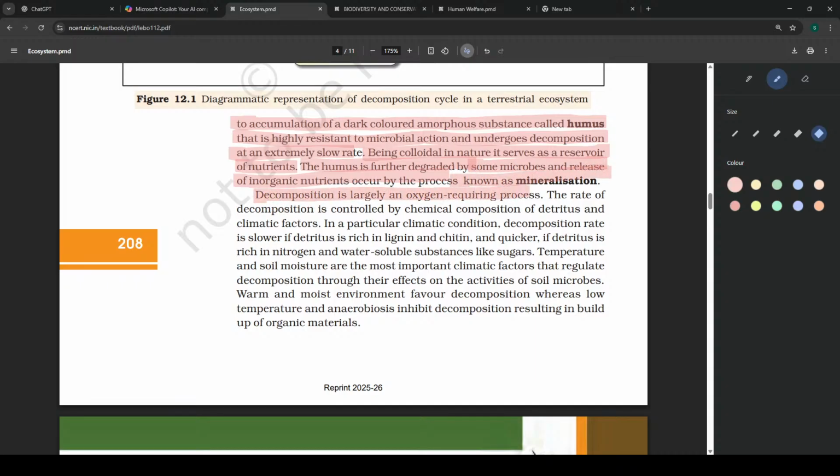Decomposition is largely an oxygen requiring process. The rate of decomposition is controlled by the chemical composition of detritus and climatic factors. In a particular climatic condition, decomposition rate is slower if detritus is rich in lignin and chitin, and quicker if detritus is rich in nitrogen and water soluble substances like sugars. Temperature and soil moisture are the most important climatic factors that regulate decomposition through their effects on the activities of soil microbes. Warm and moist environments favor decomposition, whereas low temperature and anaerobiosis inhibit decomposition, resulting in buildup of organic matter.